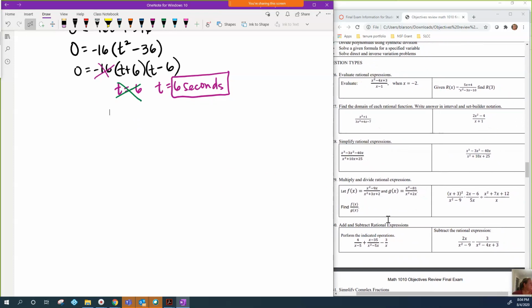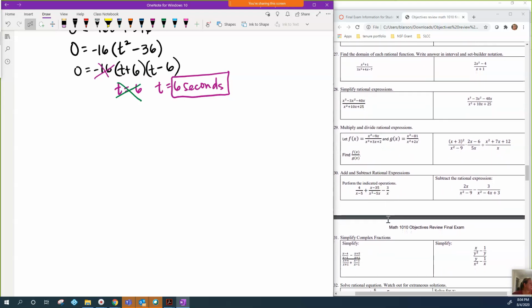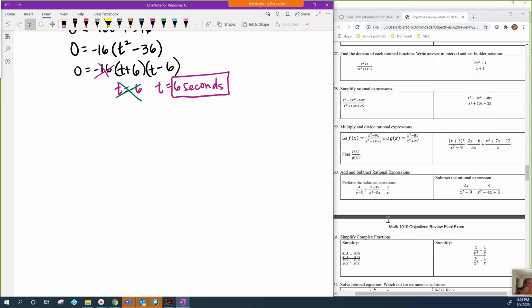All right, let's look at some things with rational expressions. What about number 29? All right, so you need to know how to simplify rational expressions. You need to know how to multiply and divide and add and subtract them. So let's start with this 29, and it says to multiply and divide, but I'm only going to do it once. Let's just divide this, right?